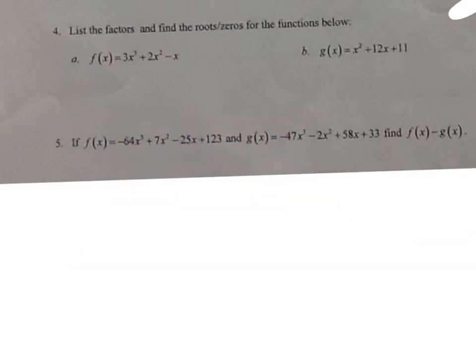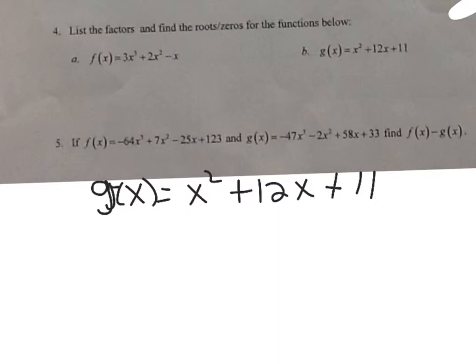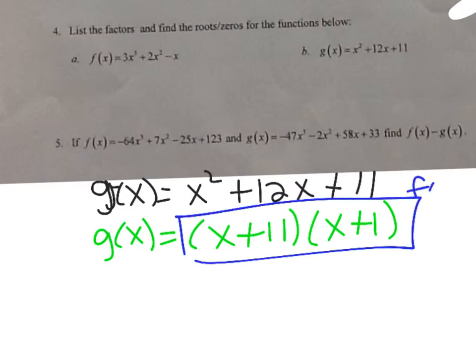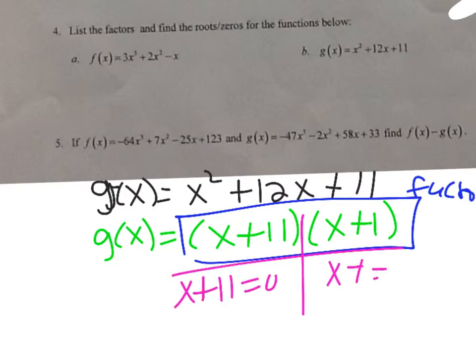So b is g of x is equal to x squared plus 12x plus 11. So we're going to factor. When I factor g of x, I get x plus 11 and x plus 1. So these are my factors. Then I want to make my t-chart. I get x plus 11 equals 0, x plus 1 equals 0.